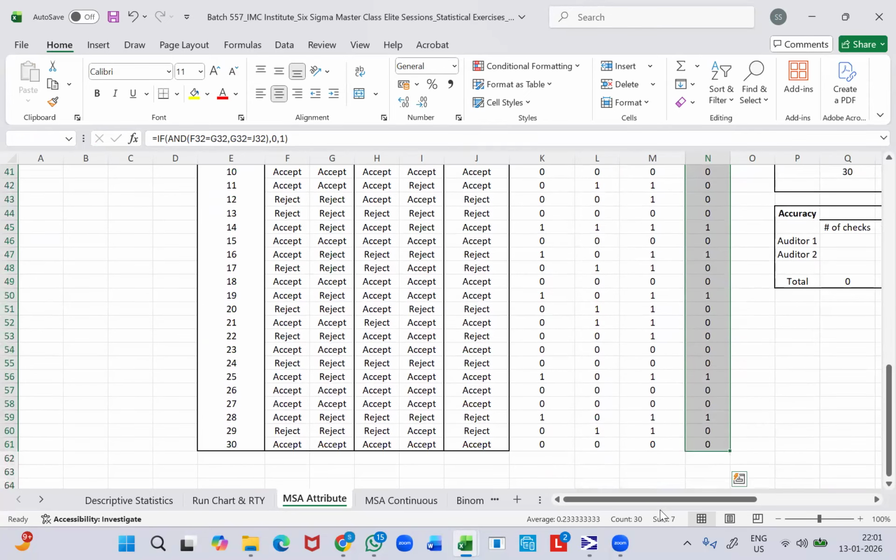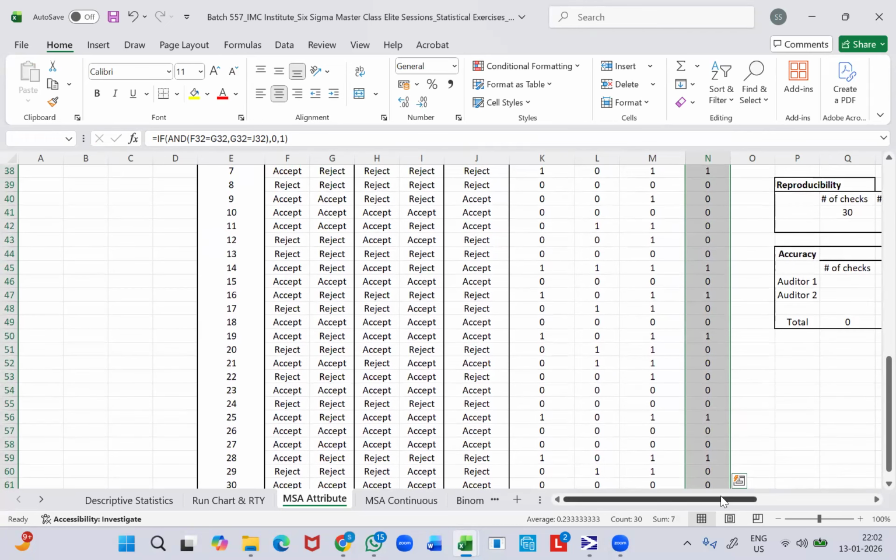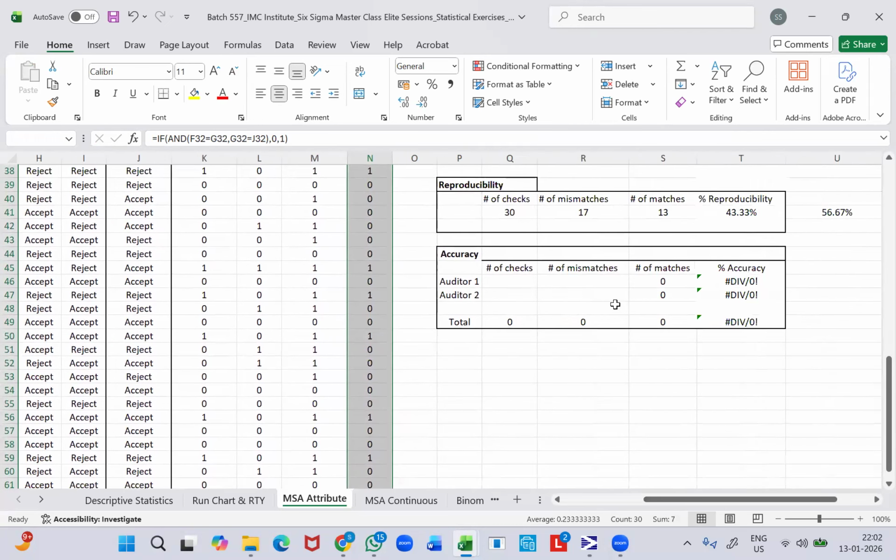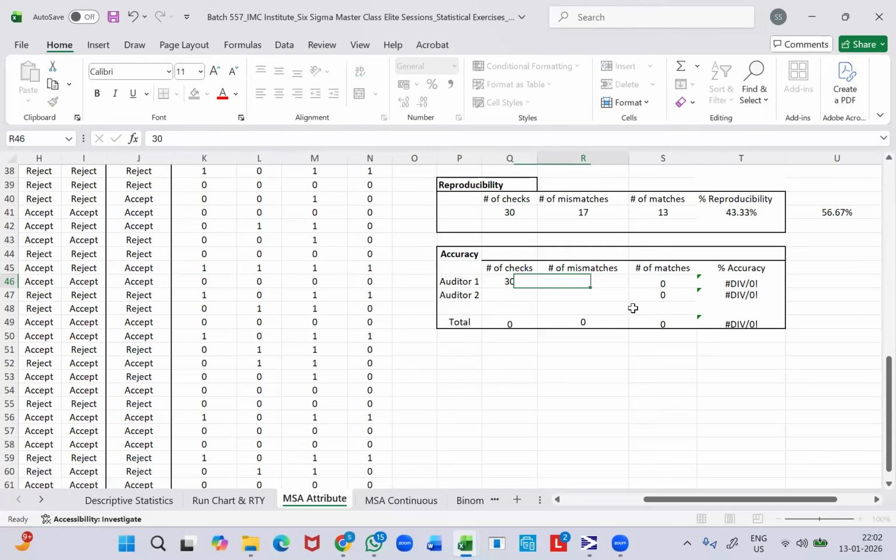So how many mismatches? I see 7 mismatches are there. Right. So auditor 1, 30 checks, out of which 7 are mismatches. So the same performance like repeatability, 76.67.